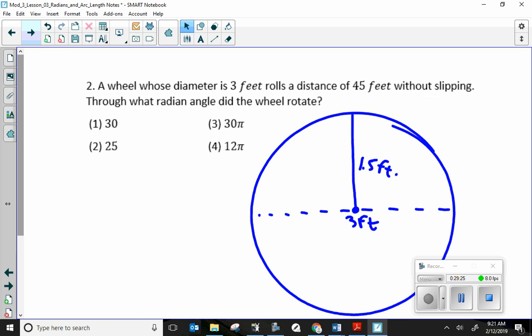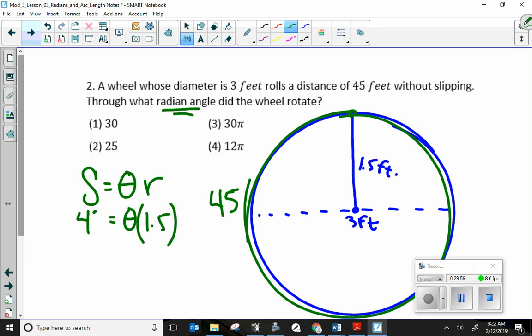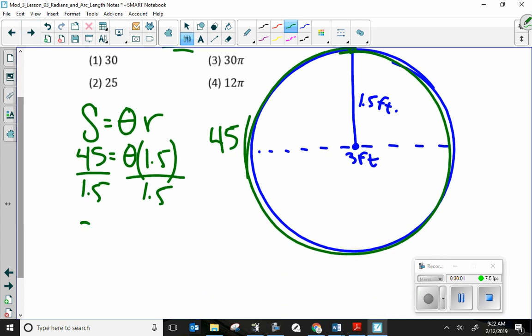Okay. The wheel has a diameter of 3 feet and rolls a distance of 45 feet, without slipping. What radian did the angle rotate through? So the arc is 45 feet that it rolled through. So S equals my angle times radius. They want to know the angle. Well, if my radius is 1.5 and it went 45 feet, I just divide. And I believe that's 30. 30 radians.